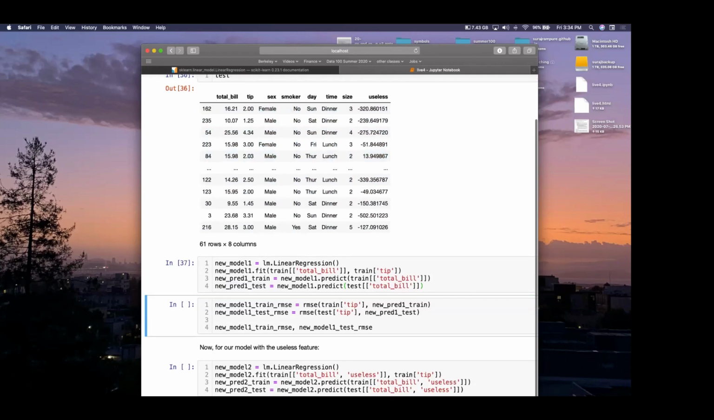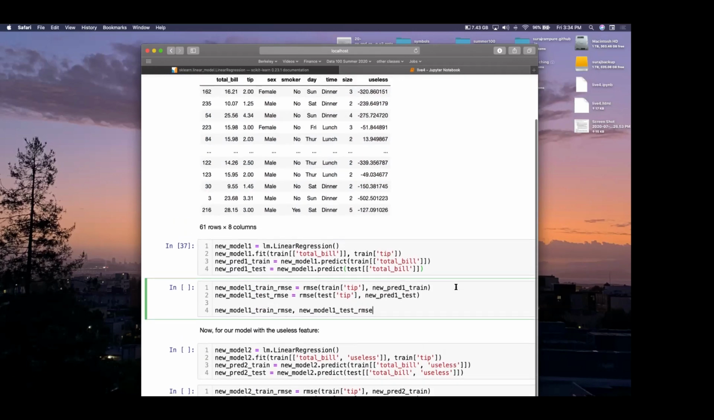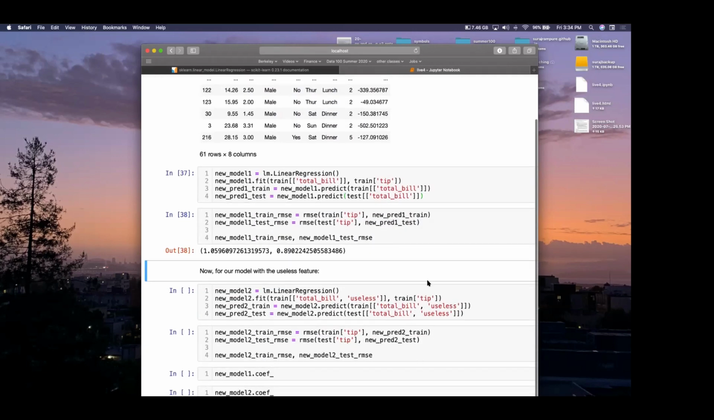Okay, and so now that I've done that, what I'm going to do is compute the root mean squared error for my model on both my training data and my testing data. So this first line, I'm saying, give me the root mean squared error between my training Y values and my predicted training Y values. The second line is saying, give me the root mean squared error between my test Y values and my predicted test Y values. And we look at the root mean squared errors. In this case, it happens to be true that our training error is greater than our testing error.